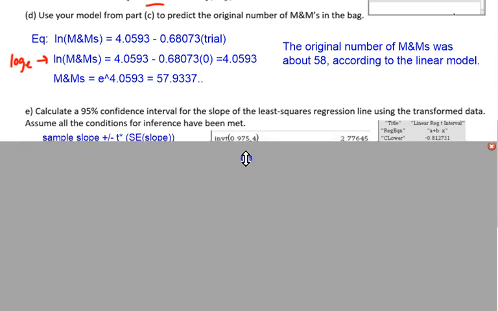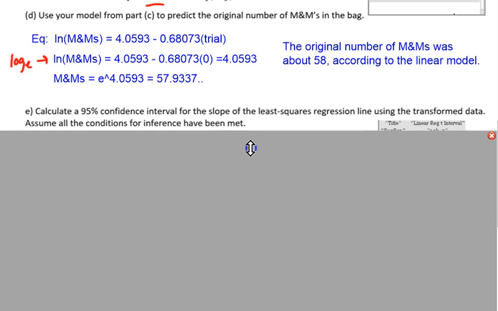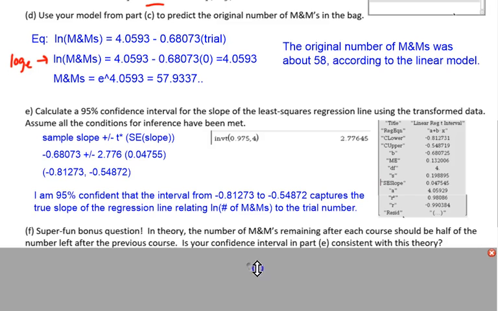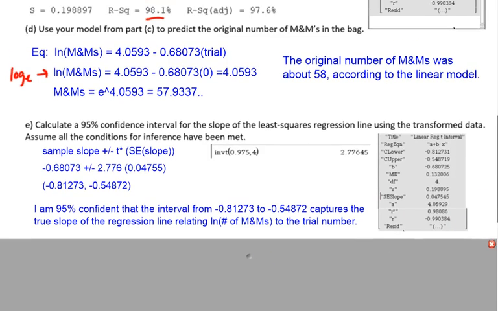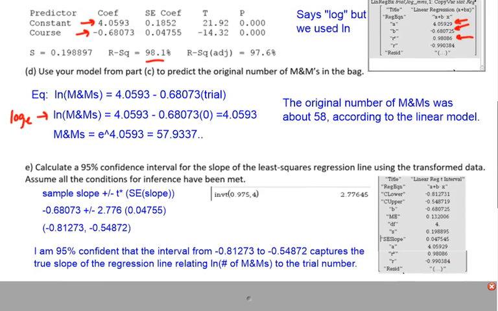The next part asks me to make a 95% confidence interval for the slope of the least squares regression line. So I'm going to try to get up where I can see this data up here. Remember, when we do a confidence interval for the slope, we use the sample slope plus or minus the t-critical value times the standard error of the slope.